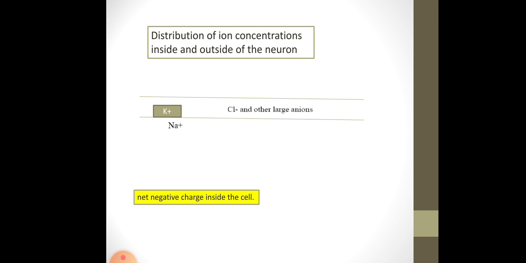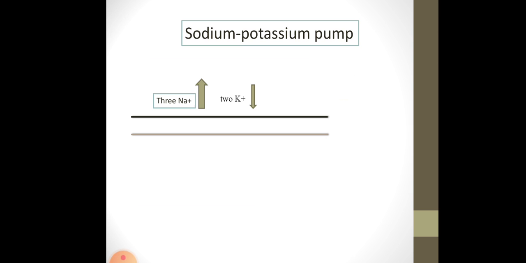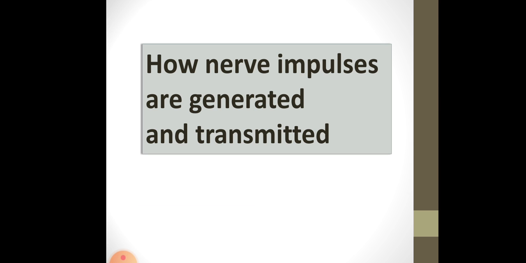So here you can see how it's created. Inside the nerve cells we can see negatively charged particles, and outside the cell we can see positively charged particles. So there is a difference. That is called the voltage difference across the membrane, and that is referred to as membrane potential as well.